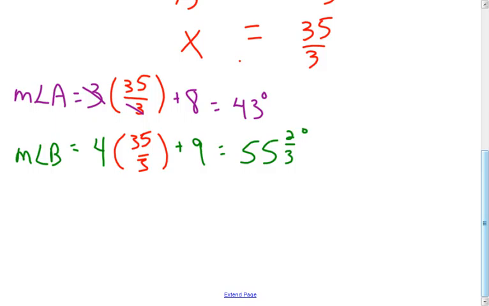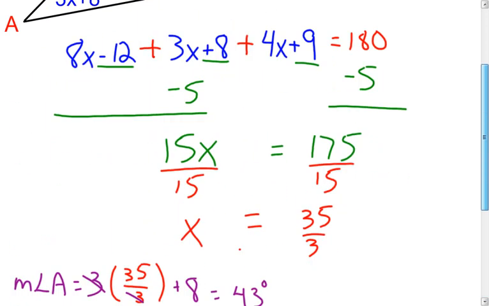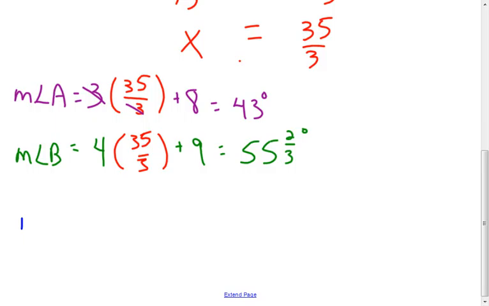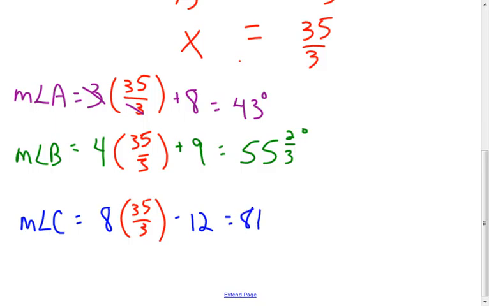And then last but not least, we have the measure of angle C, which is 8x minus 12. So the measure of angle C equals 8 times x, we already know what x is, and then subtract the 12. And this one, again, fractions don't work out as nice as they did in angle A, but if you were to calculate it by hand or punch it in your calculator, this one comes out to be 81 1/3 degrees.